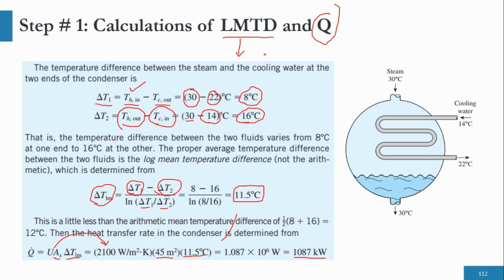So this is the first part which we have calculated. First we calculated the LMTD and then we calculated the Q based on the provided data.